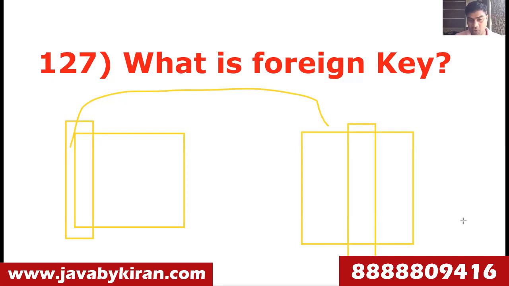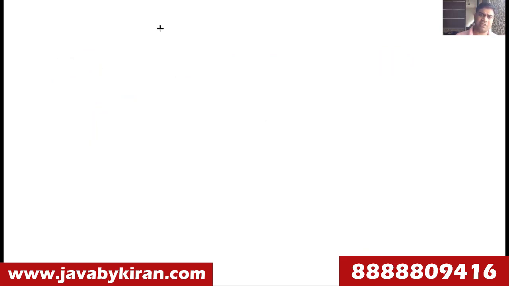Then if you get more chance to talk, you should talk about normalization forms. This is the second normalization form or first normalization form. Like that, keep talking. We can have multiple foreign keys in a table. So these are all the basic database questions we tried to cover here, guys. This is the last question I'll be explaining now.